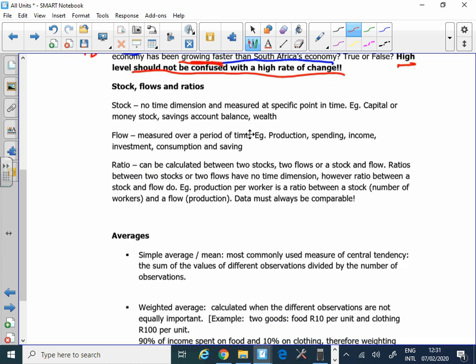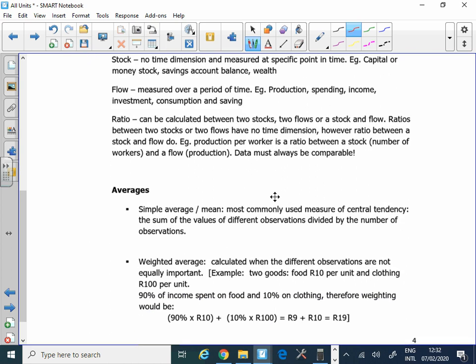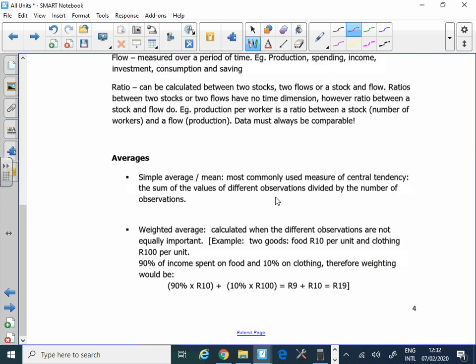Back to our economics 1501, 1601, we talked about stocks and flows. So a stock has no time dimension, it's measured at a specific point in time. We have examples over there. A flow is measured over a period of time. A ratio can be calculated between two stocks, two flows, or a stock and a flow. So that is just a bit of theory that you need to know.